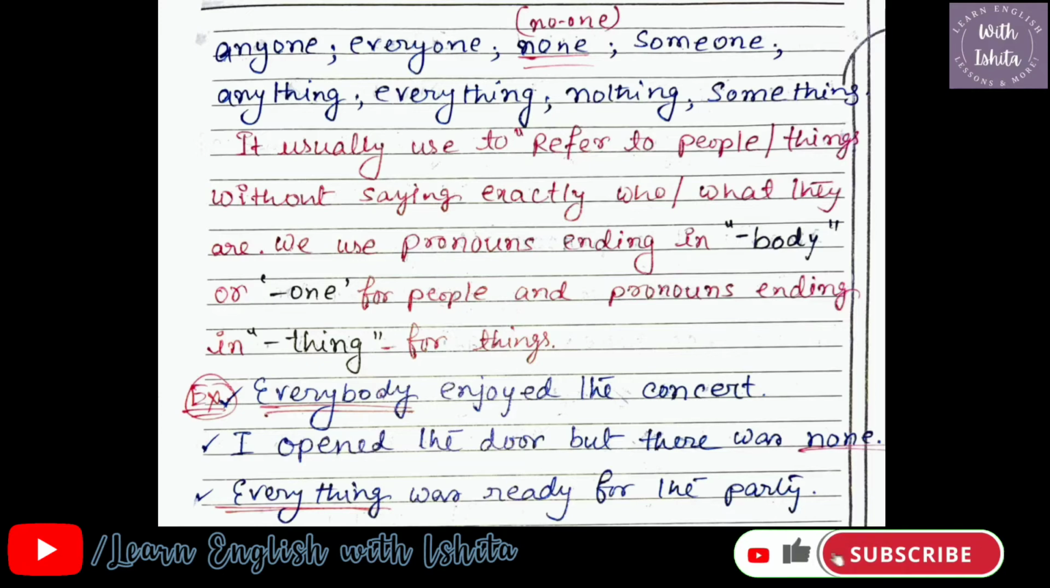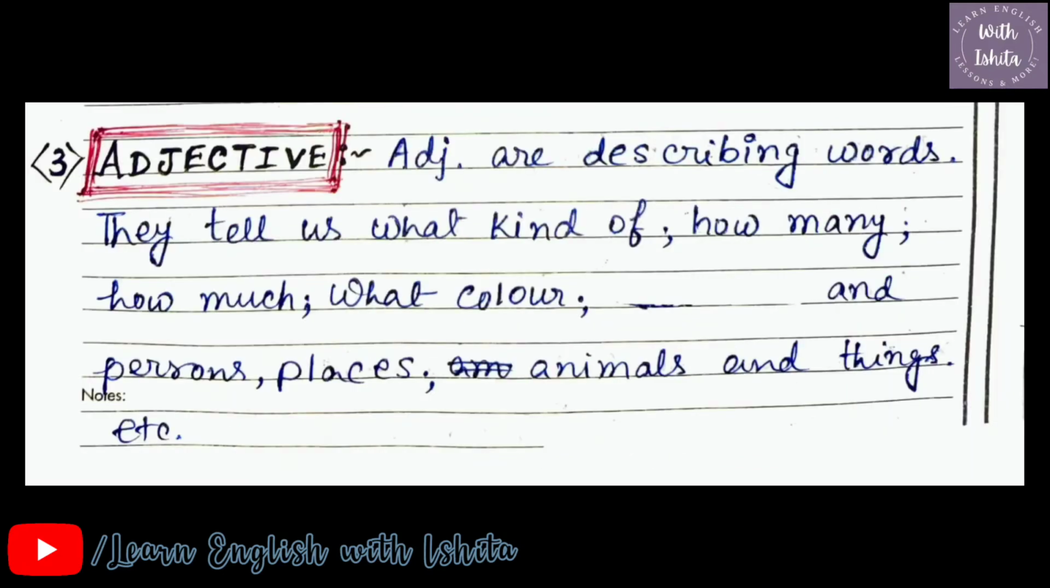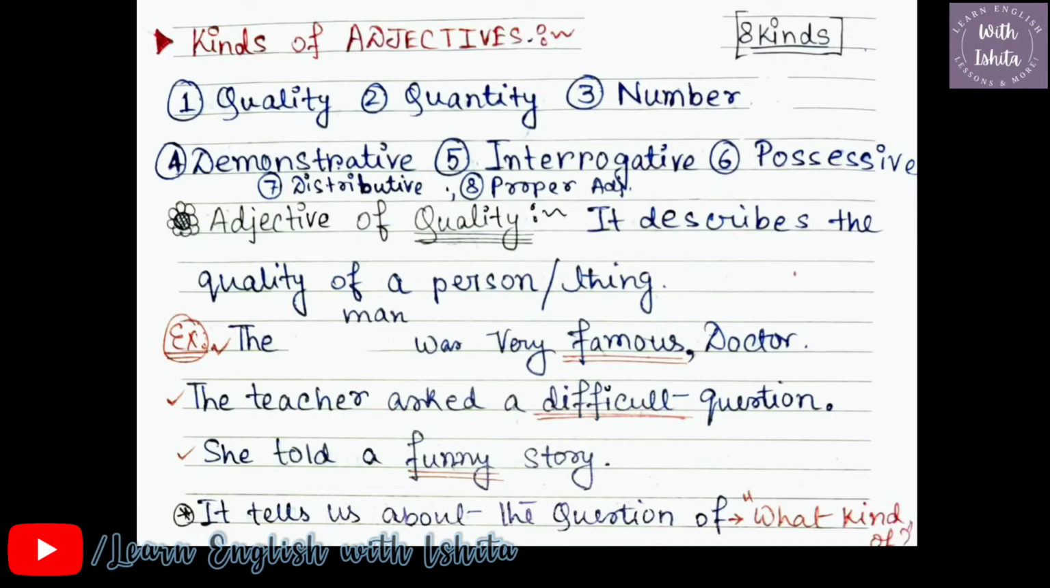Now moving to the next part, that is adjectives. What are adjectives? Adjectives are describing words. They tell us about what kind of, or how many, or how much, or what color, and persons and places, or animals and things, etc. Now let's talk about the kinds of adjectives. Usually there are 8 kinds of adjectives: adjective of quality, adjective of quantity, adjective of number, demonstrative adjective, interrogative adjective, possessive adjective, distributive adjective, and the last one, proper adjective.